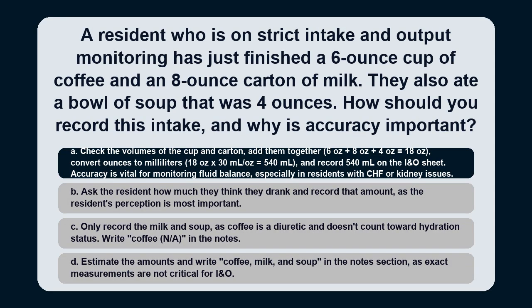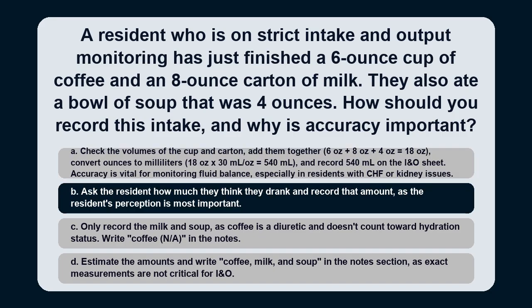Option A. Check the volumes of the cup and carton. Add them together. 6 ounces plus 8 ounces plus 4 ounces equals 18 ounces. Convert ounces to milliliters. 18 ounces times 30 milliliters per ounce equals 540 milliliters. And record 540 milliliters on the I&O sheet. Accuracy is vital for monitoring fluid balance, especially in residents with CHF or kidney issues.